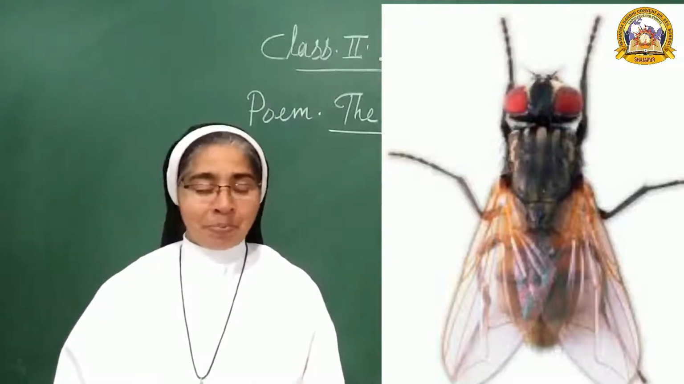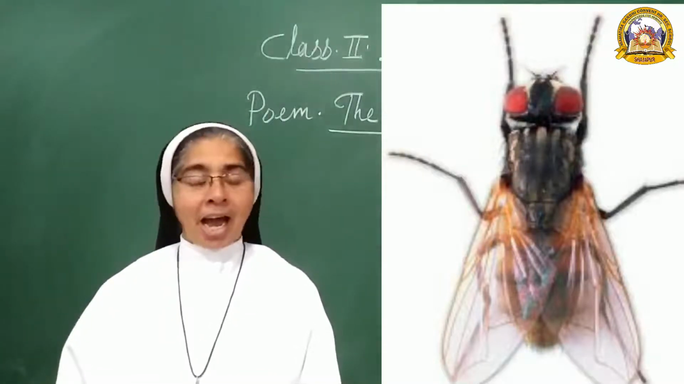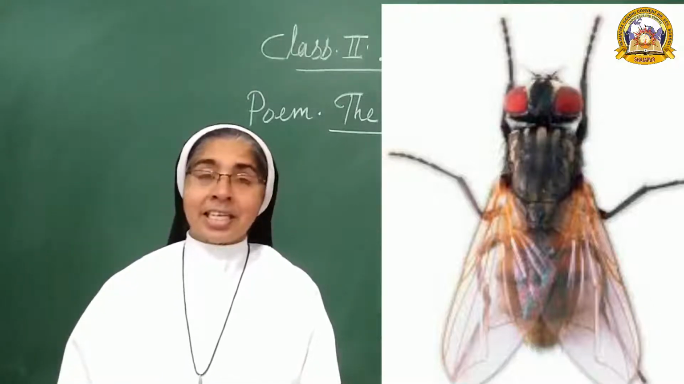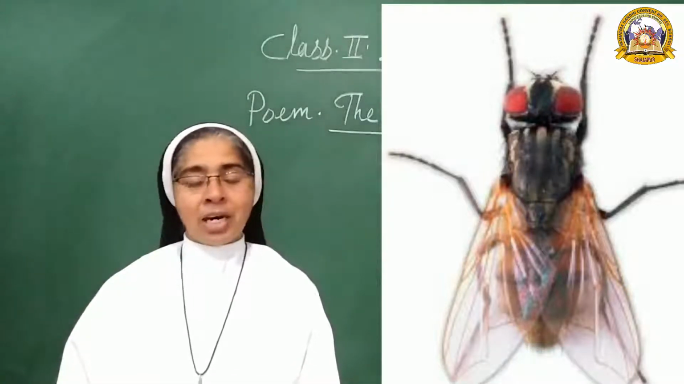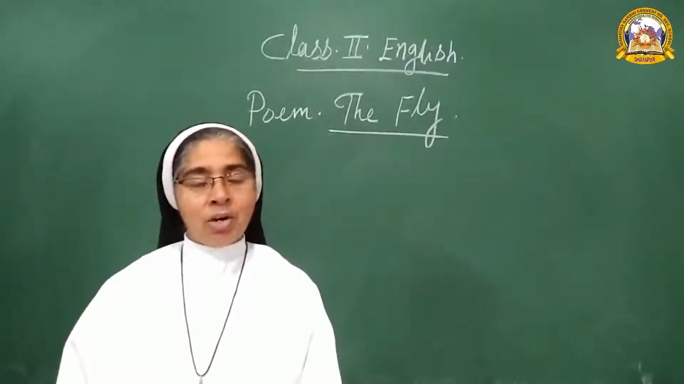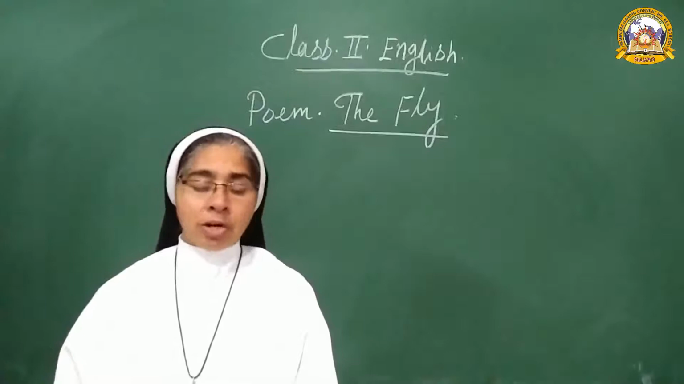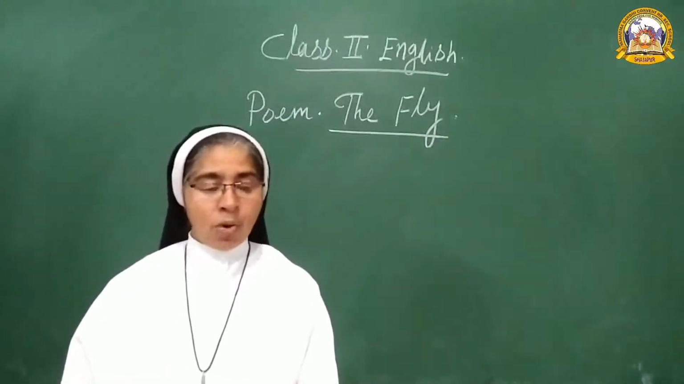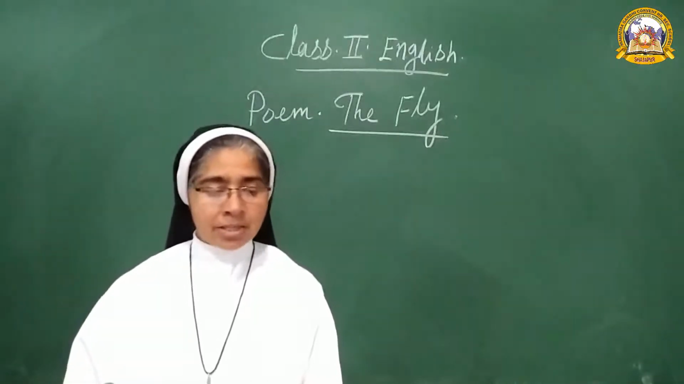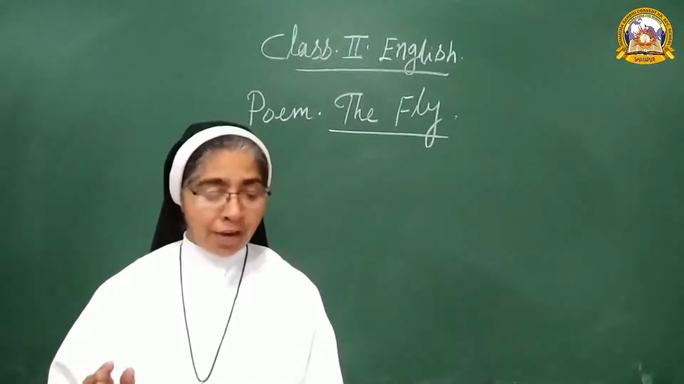It is a poem about a fly. It is about a tiny animal and how the world looks through the eyes of a fly, or how the world looks different to a fly. In this poem, the poet talks about how things that look small to us are very big to the fly. Means the things which are small to our sight are very big to the fly.